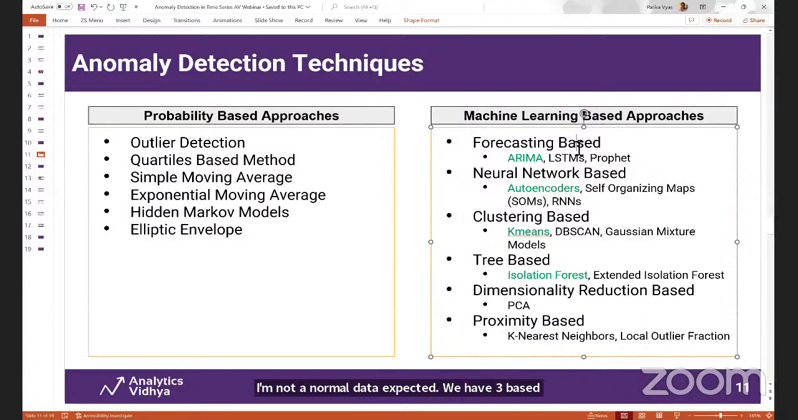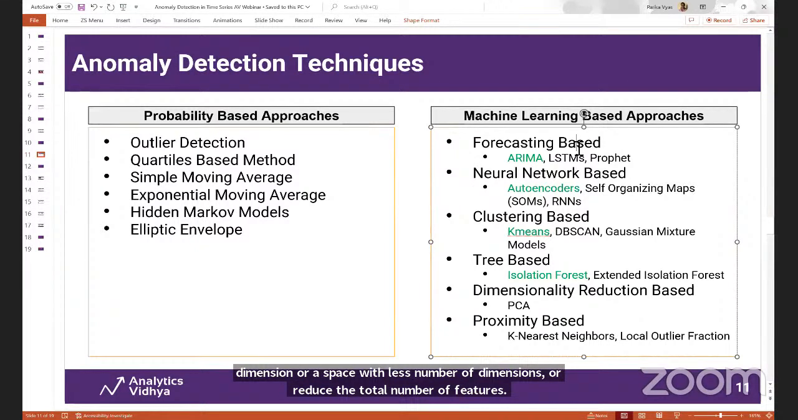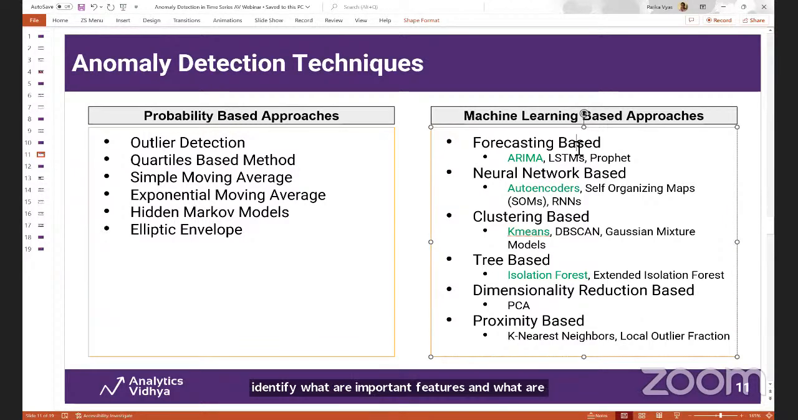We have tree-based approaches. These are literally regression and classification trees that we use in our machine learning use cases for classification and regression, which we use to detect anomalies. We'll be talking more about this. Then we have dimensionality reduction. Dimensionality reduction is basically nothing but trying to get our features into a space with a smaller number of dimensions, or reduce the total number of features. And when we are trying to do this, we really need to identify what are important features and what are not. So in that case, we find anomalies in this technique. We talk more about this in the next slide. And lastly, we have the proximity-based machine learning approach, where we try to find, using the distance between two points, whether a particular point is an anomaly or not.